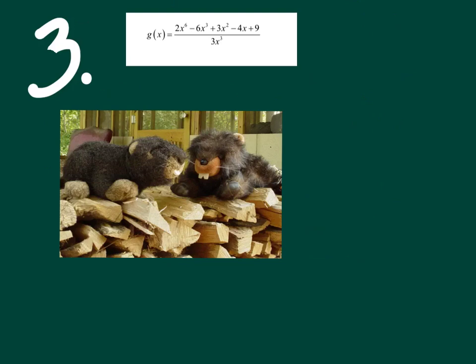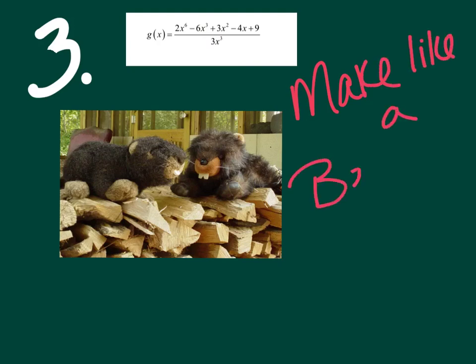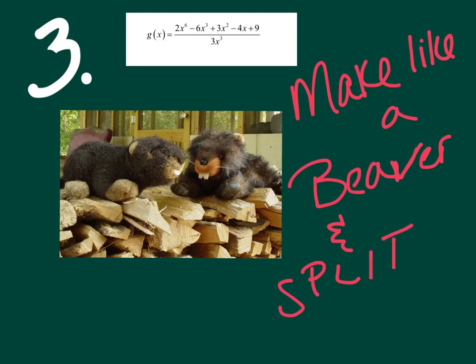All right, example 3. Notice this function is a fraction this time. I have g of x equals all of this junk divided by 3x cubed. Now, this is a special rule, and you notice I have these beavers down here, and we call this, and I'll go ahead and stick this in your notebook, make like a beaver and split. Beavers love to split wood, and that's why we're calling it make like a beaver and split.